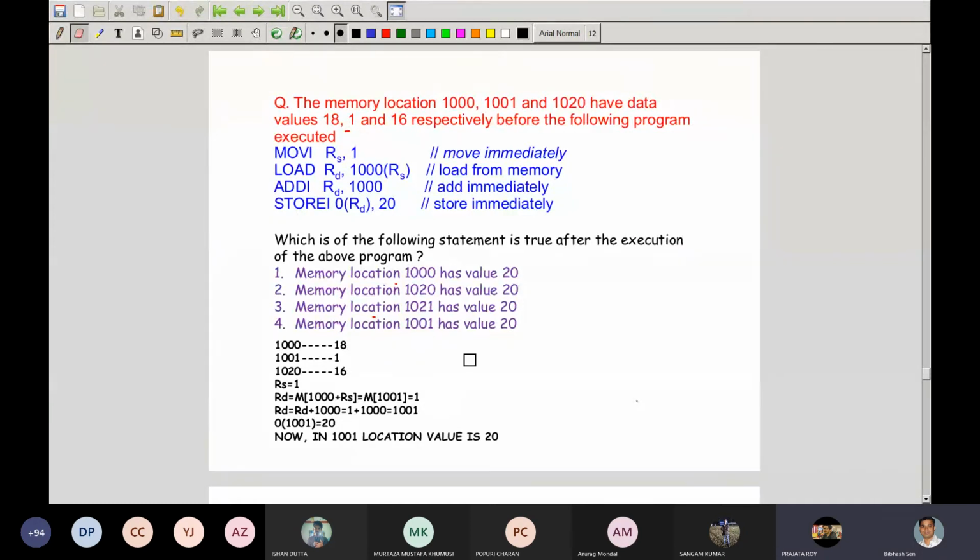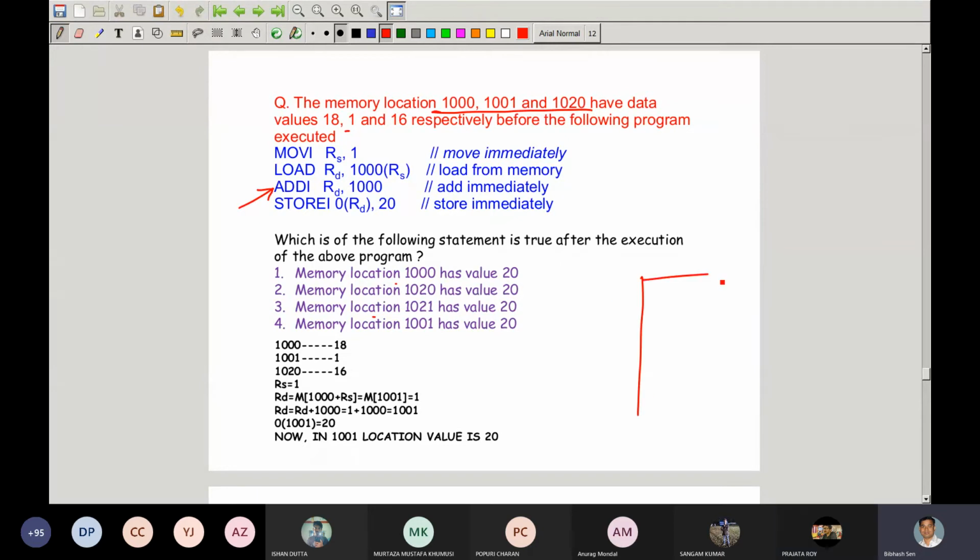Sir, I did not get the move RS part. Like 1001 is where the memory location has data value 1. Which instruction are you specifying? I'm first asking about the given part, the red part, sir. It said add one. 1000 has this value, 18. No, sir, the top part, before the command.